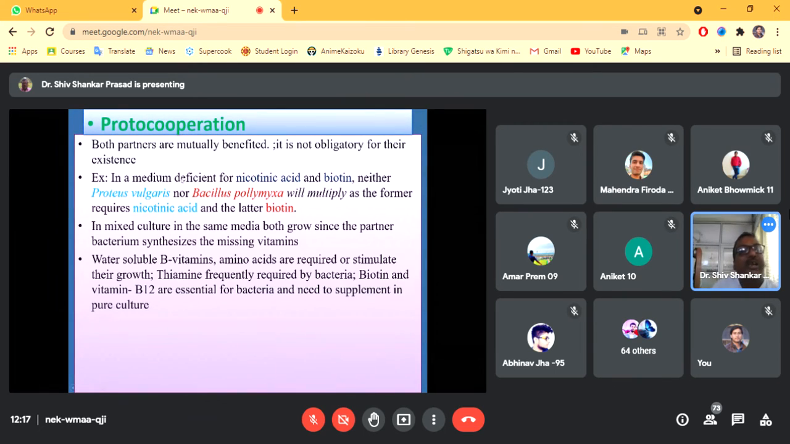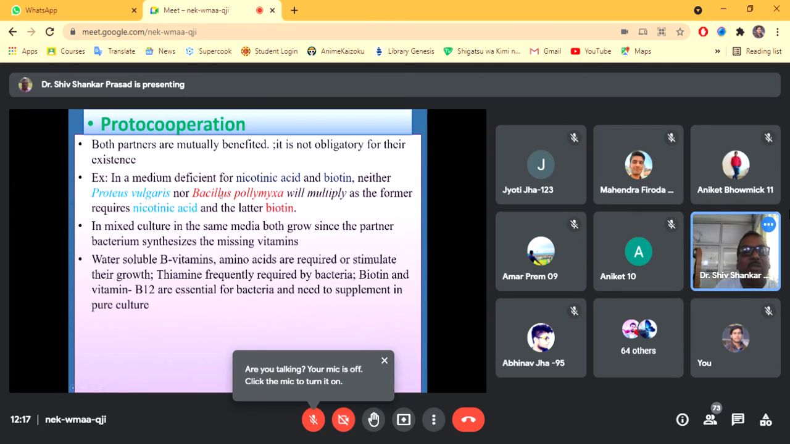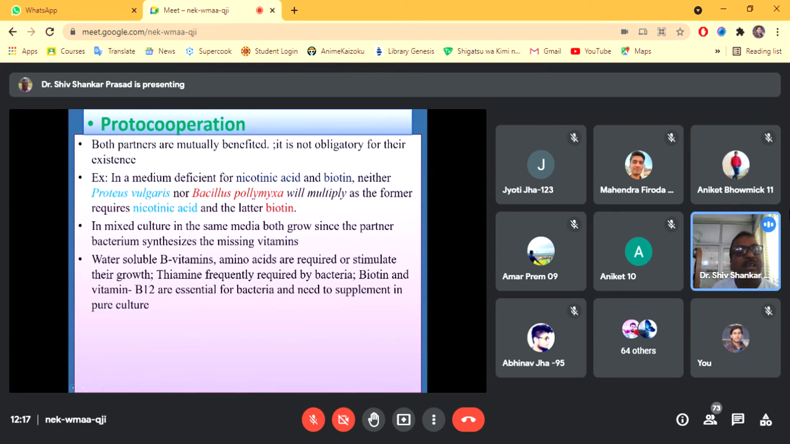Okay, so in a medium which is deficient for nicotinic acid and biotin, neither Proteus vulgaris nor Bacillus polymyxa will multiply in the separate medium, but in the mixed culture, in the same media, both grow since the partner bacterium synthesizes the missing vitamins. In the same way, B vitamins and amino acids are required to stimulate the growth. Thiamine is frequently required by the bacteria. Biotin and vitamin B12 are essential for bacteria and need to be supplemented in the pure culture.